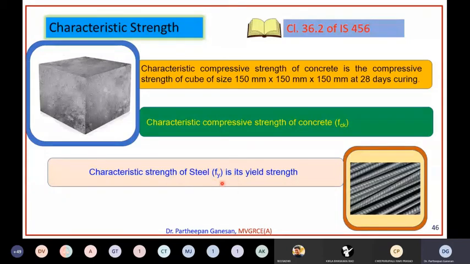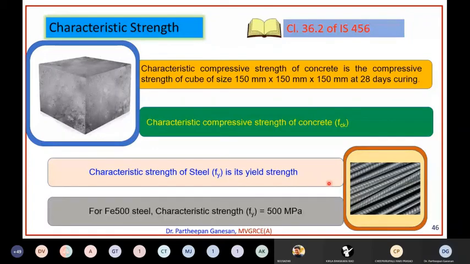Is that clear? Fy is the characteristic strength of steel, and it is always the yield strength of the steel, not ultimate. Many times students make this mistake. Characteristic strength of steel is its yield strength, not ultimate strength. Please remember that. Now for Fe 500 steel, characteristic strength Fy is equal to 500 MPa. Similarly, Fe 415 has 415 MPa, and so on.